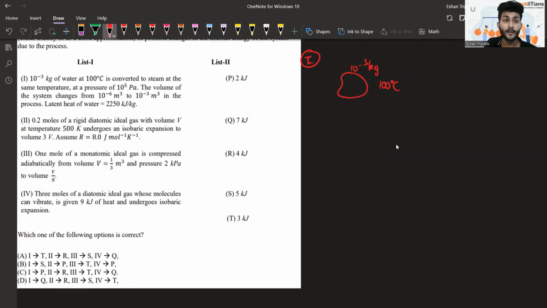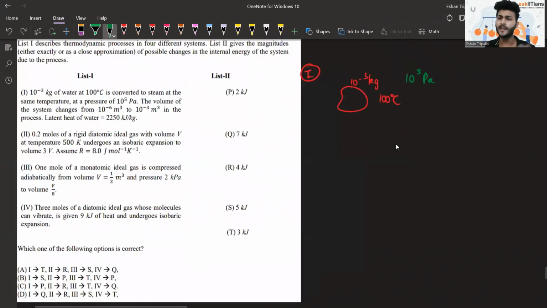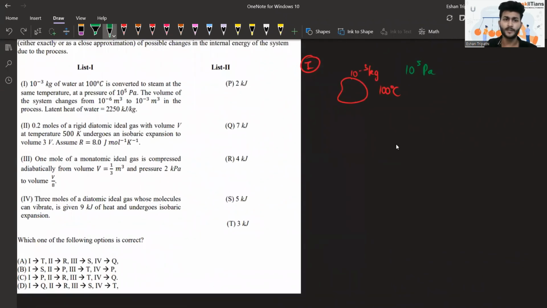So this is getting converted into steam at the same temperature. Of course, temperature would not change as such. But at a constant pressure, 10 to the power 5 pascals pressure is there. The volume also changes, it kind of becomes 1000 times, from 10 to the power minus 6 to 10 to the power minus 3. Suddenly it increases. We are supposed to find change in internal energy in this process.